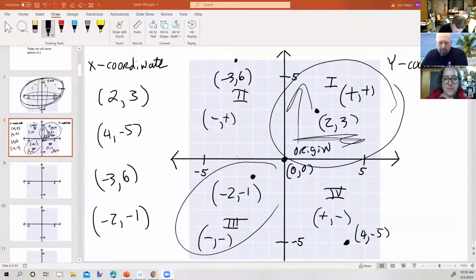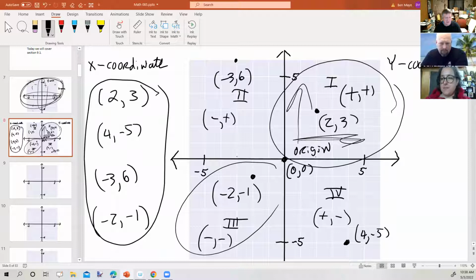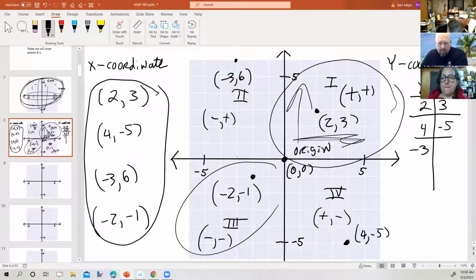So we could take these points and instead of listing them in an ordered pair fashion, we could list them in what is called a table. And it would look like this. So you've got sets of ordered pairs, but written in a table form. Okay, any questions about that? Well, let's try again here.